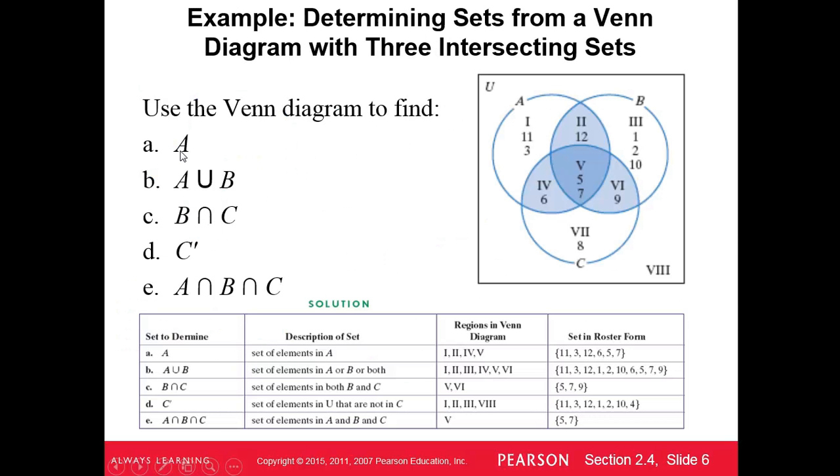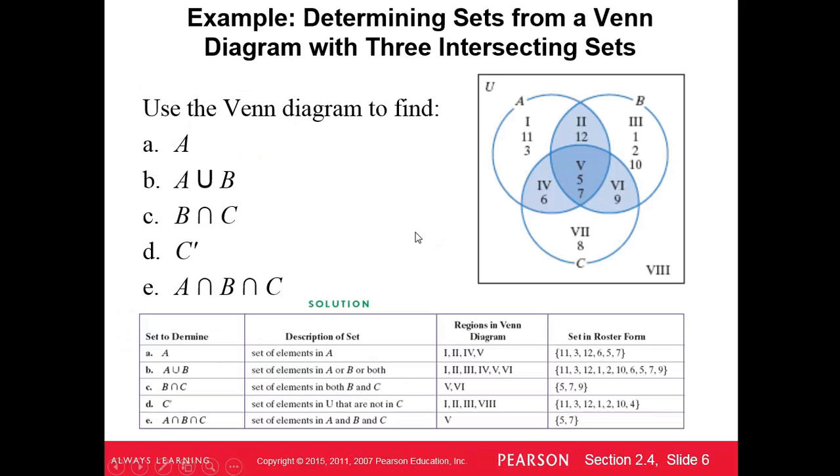What's in set A? All the elements in A would be regions 1, 2, 4, and 5, and it would include 11, 3, 12, 5, 6, and 7. And typically you would enter those in order, so you'd have 3, 5, 6, 7, 11, and 12. How about B intersect C? B intersect C is sections 5 and 6, or if we listed the roster elements, 5, 7, and 9.